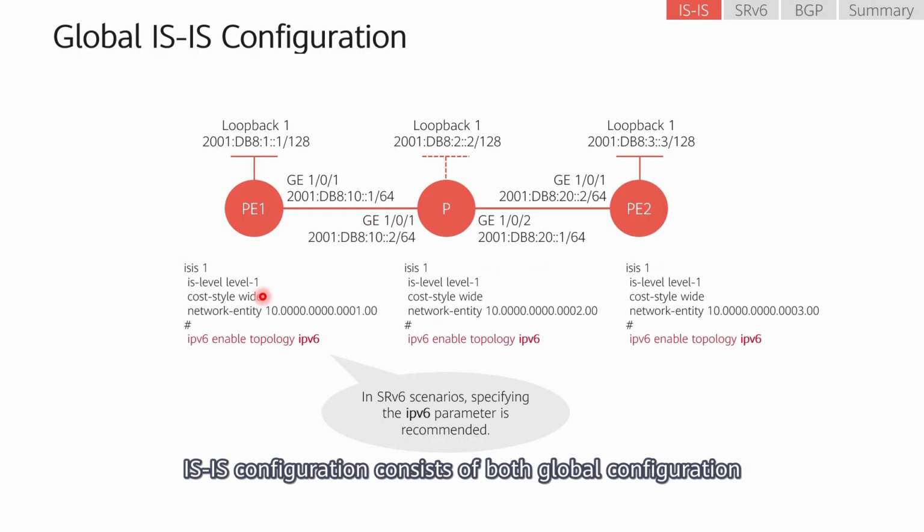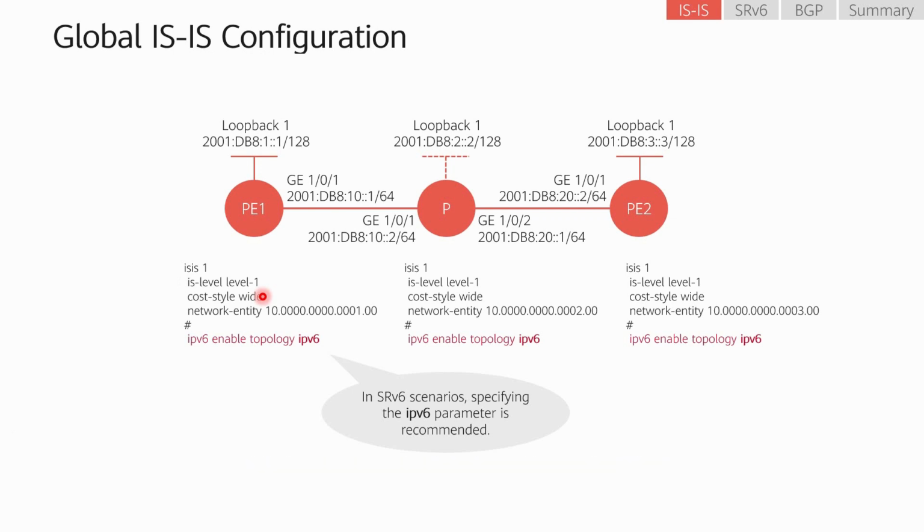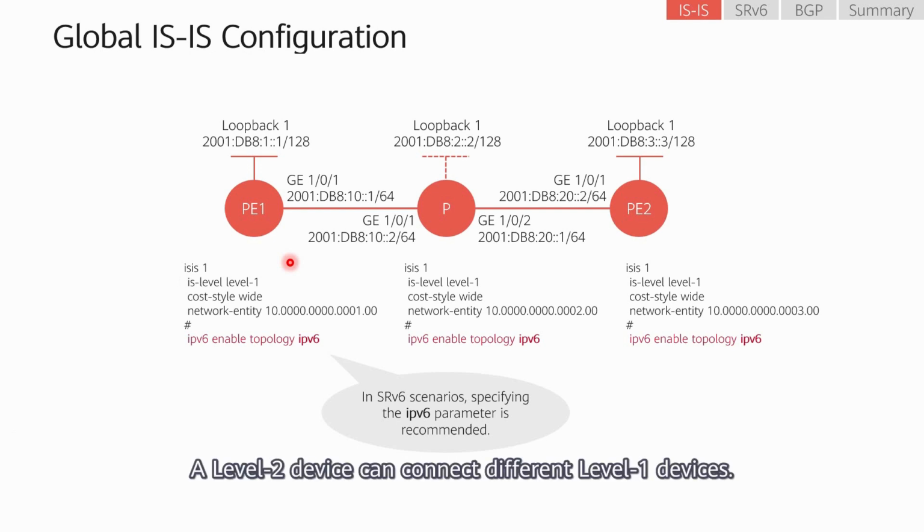IS-IS configuration consists of both global configuration and interface-specific configuration. We'll talk about global configuration first. It involves several key commands, the first of which is is-level. IS-IS supports both Level 1 and Level 2. Level 1 is mainly used in an edge area and is responsible for intra-area routing, while Level 2 is used in a backbone area and is responsible for inter-area routing. A Level 2 device can connect different Level 1 devices. In this command, Level 1 is specified.